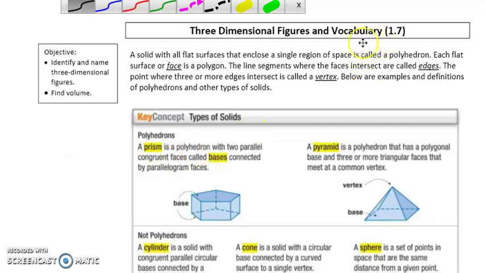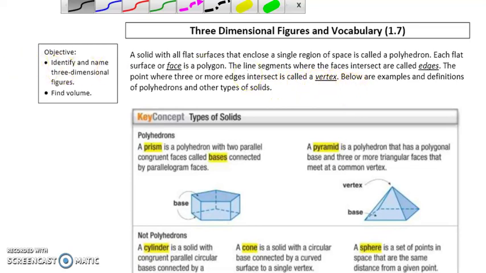So in this lesson 1-7, we're going to talk about three-dimensional figures and some vocabulary that we need to know for these 3D figures, kind of an overview before we start looking at each individual one. A solid with all flat surfaces that enclose a single region of space is called a polyhedron. Each flat surface or face is a polygon. The line segments where the faces intersect are the edges. The points where three or more edges intersect is called a vertex.